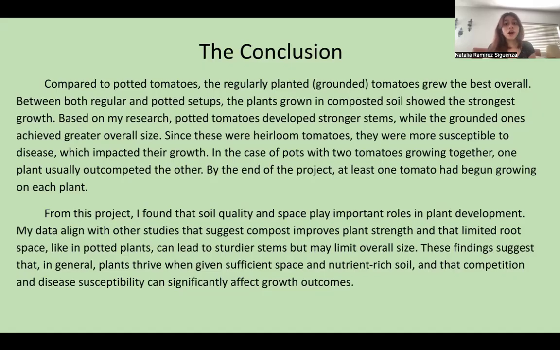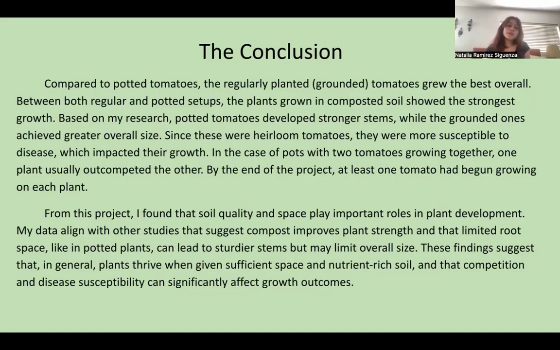In this case, in the pots with the two tomatoes growing together, the one plant usually outcompeted the other. By the end of the project, at least one tomato had begun growing on each plant. At this point, the tomatoes documented are around this size. They're not too big, but they have grown a lot since the end results. By the end results, they were just budding the tomatoes a little bit. You could see the little roundness. And now especially there's more coming in. The ones that didn't really start growing tomatoes are growing little ones. Although it does take time, I'm still watching over them to ensure that they grow to their best ability.